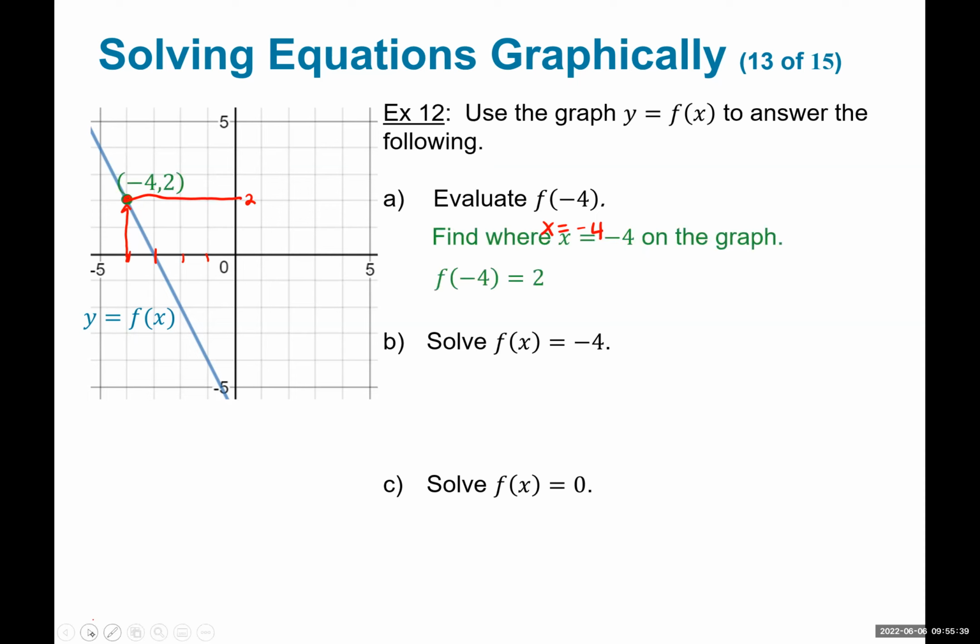So f of -4 equals 2. It says find where the function value is equal to -4. So we're actually going to look for y equal -4 and find out the x value. That's right here going up. That looks like it's at -1. So -1, -4. What is the x value when y is -4? It's -1.